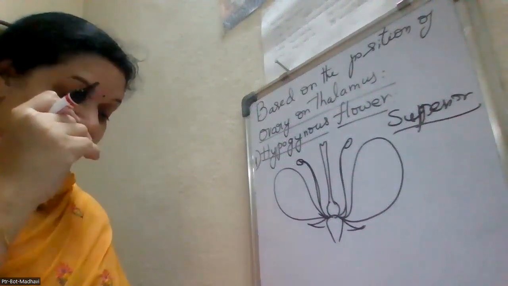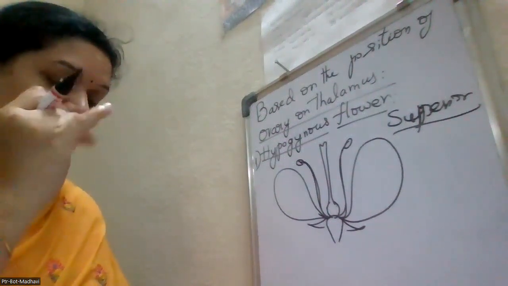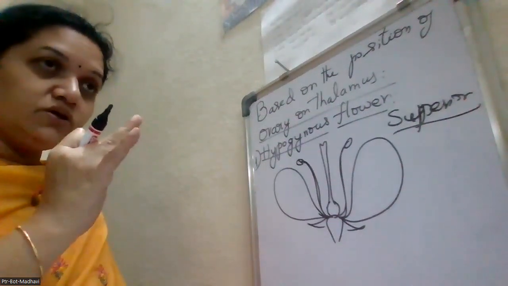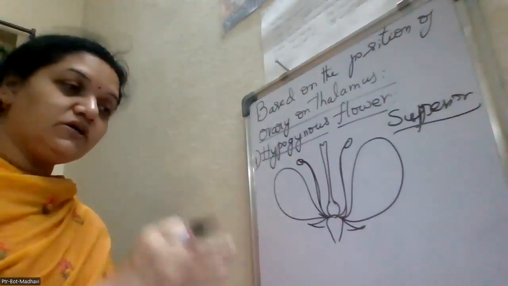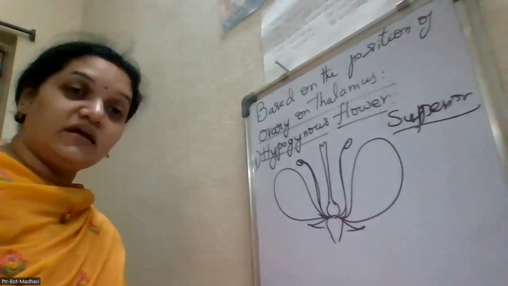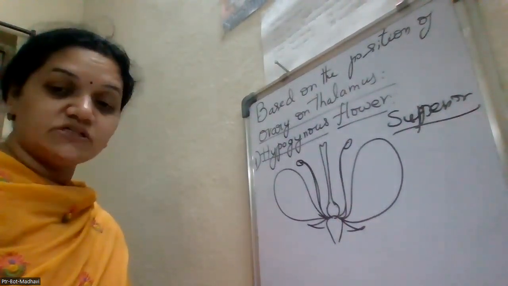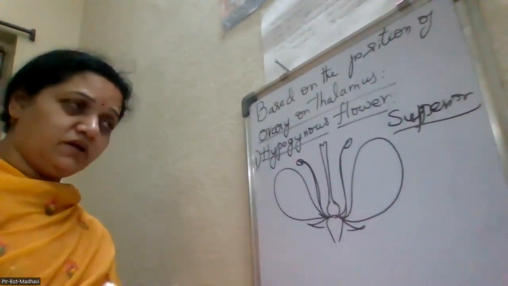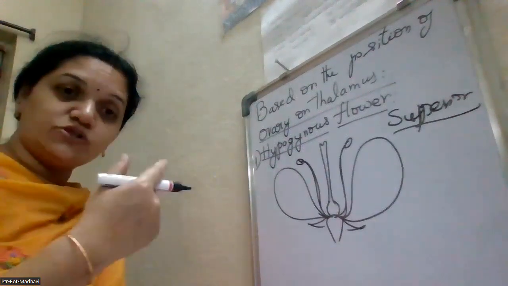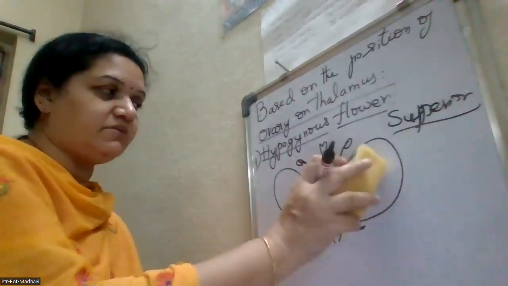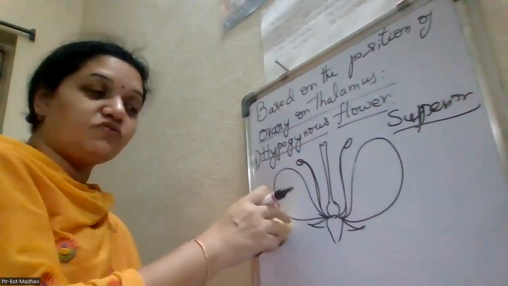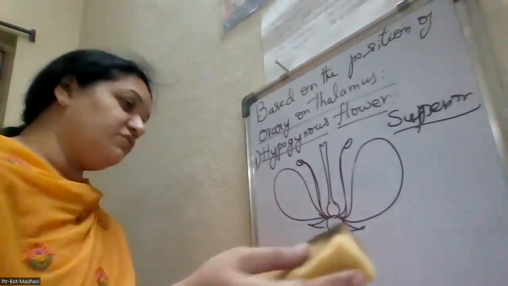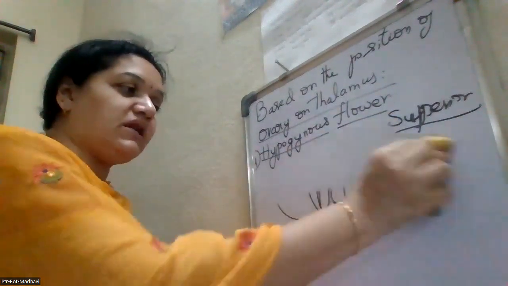So, the first example here is mustard, hibiscus, that means China rose, and the brinjal variety, Solanum melongena, that is the brinjal scientific name. Then there is datura, which also belongs to the Solanaceae family. So in this, the ovary is superior, and below that, all other floral parts are present on the thalamus.